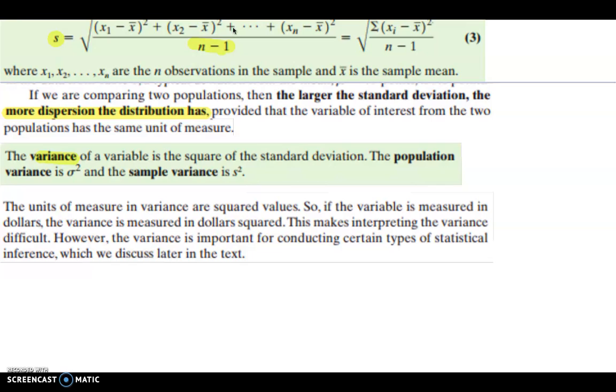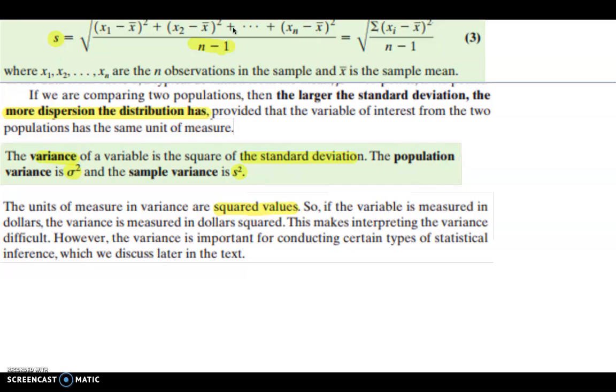Now we look at this term called the variance. The variance of a variable is the square of the standard deviation. So the population variance is sigma squared, and the sample variance is s squared. They're simply found by taking those standard deviations and squaring them. But the units of measure in variance are squared values, like dollars squared, yards squared, seconds squared, or something like that. As you can see, it makes it interesting to interpret the variance when we have squared units.